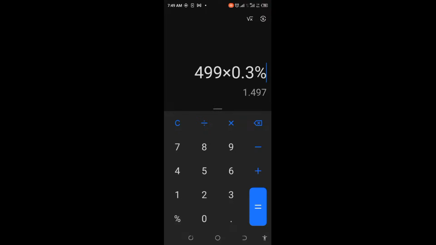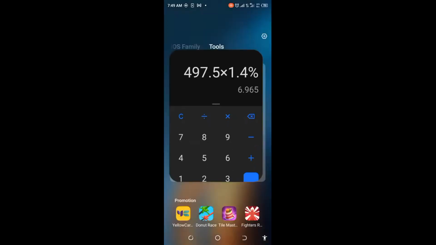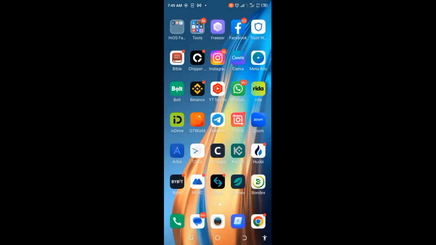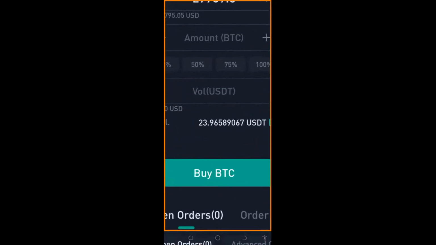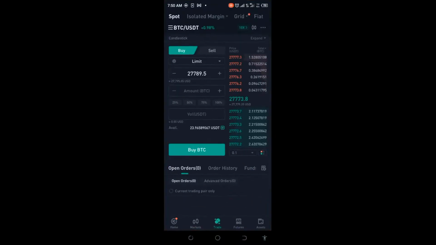So let me remove that again. I'm just doing this so that you'll see what you will get if you're using a bigger capital. So 1.5. So let's assume that what was left is $497.5. Let's multiply 1.4%. We'll make about $7 on a $500 capital. So that's what I'm trying to bring out to you now. Of course, I'm intentionally showing you this with a smaller capital so that if we can make profit with this amount, obviously making profit with a bigger amount is guaranteed.